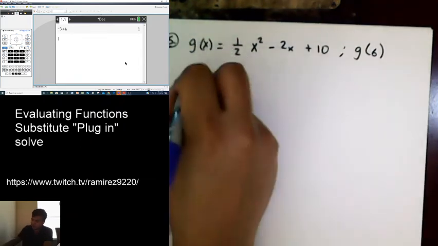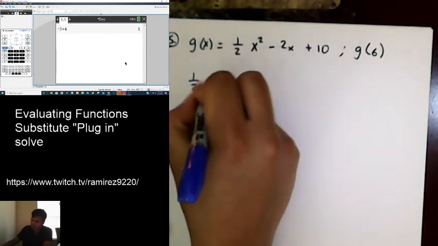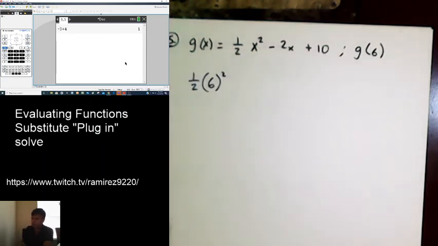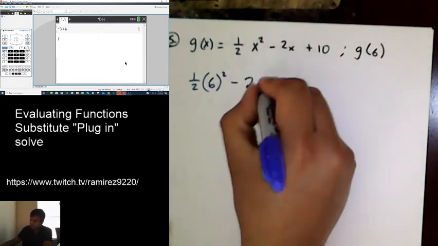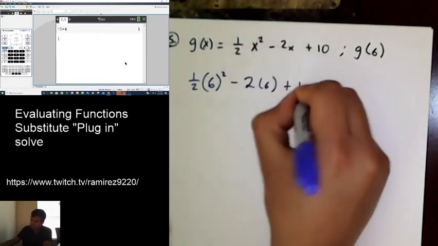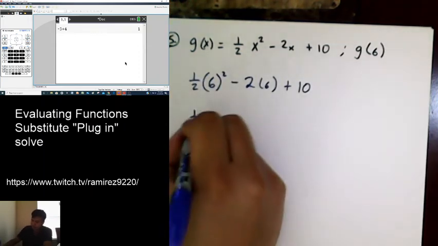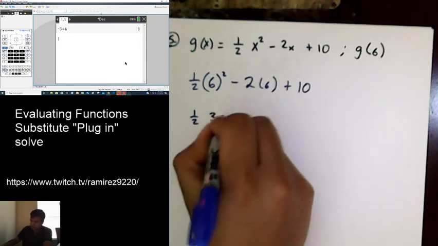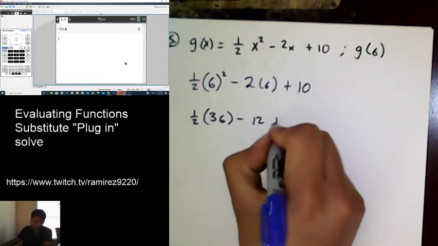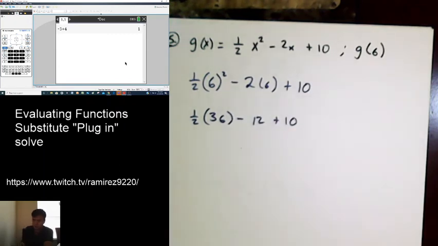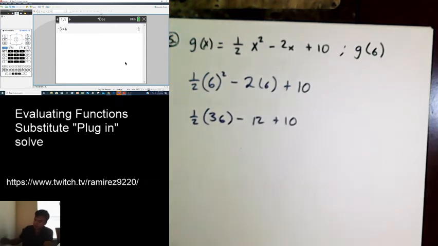So we have this 1/2 x squared, but I wanted 6, right? So it's going to be 6 squared. Minus 2, there's an x, so I put in my variable, plus 10. 6 squared is 36. 2 times 6 is 12. 36 times 1/2, again, it's the same thing as dividing by 2. That's 18.